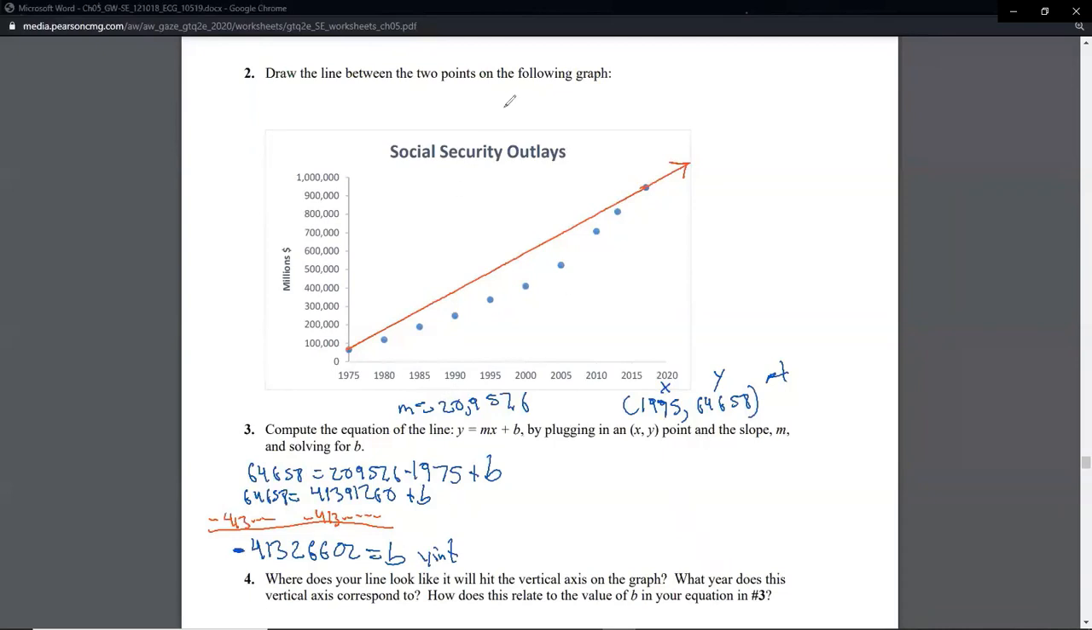All right, so now that we have the M and we have the B, we're going to plug them into the M and the B in the standard equation, but we're going to keep the y and the x. We're not going to plug in that point anymore because we want to see what this thing is forever and ever and ever. So it's y equals 20,957.6x and then minus 41,326,602.